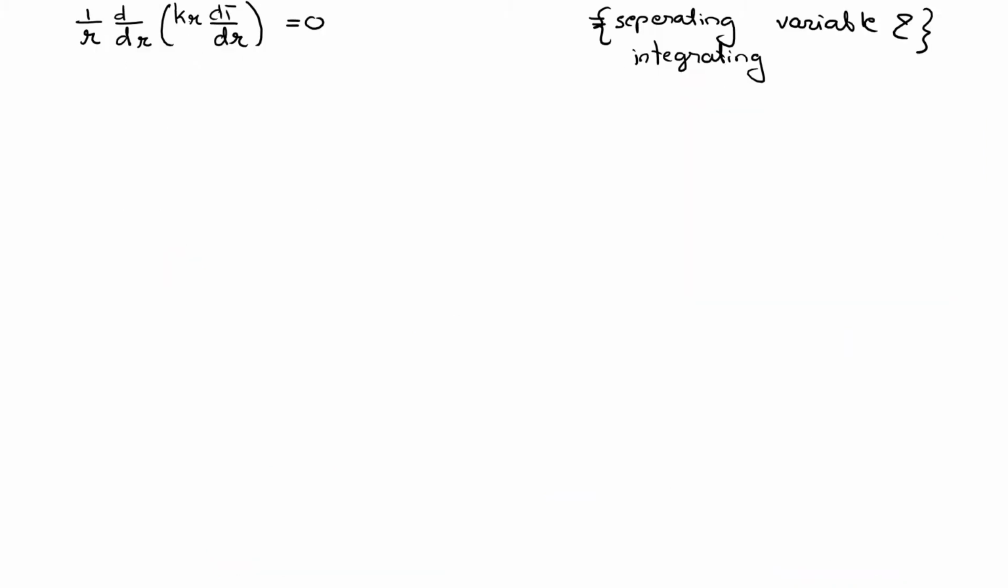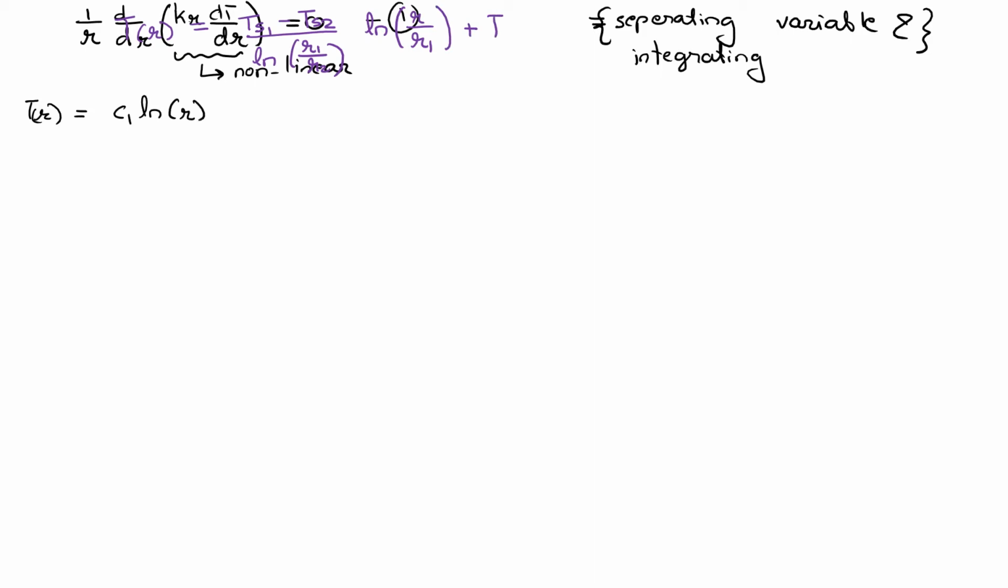Okay, so let's use separation of variables and integrate equation 1, and keep in mind that this term here is a non-linear term. So we've seen in chapter 2 that after integrating this equation, the general form of temperature distribution that we get is C1 into natural log of R plus C2, where C1 and C2 are constants of integration.